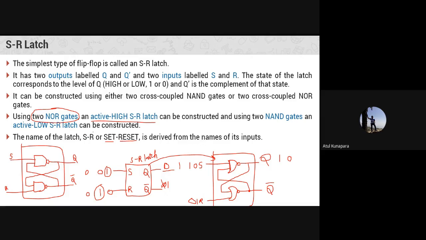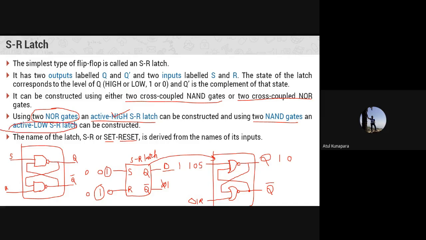That is, your SR latch can be developed by using two cross-coupled NAND gates or two cross-coupled NOR gates. You can see that here with these two circuits. But when you are using two cross-coupled NOR gates, it will give you an active high SR latch, and when you are using two NAND gates, it will give you an active low SR latch.